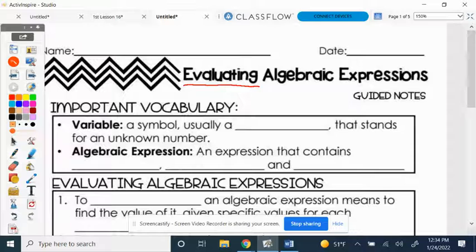What does evaluate mean, Brooklyn? Yes, evaluating algebraic expressions just means to solve. That's all that means. So on your test, when you see something that says evaluate this, it just means solve it. Don't get tripped up. Don't freeze up and say, I don't know what to do. It just means solve it. That's all it is. Okay?